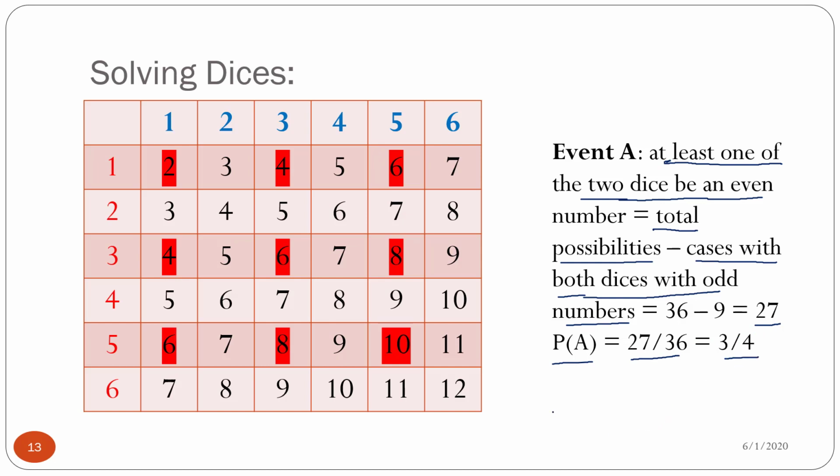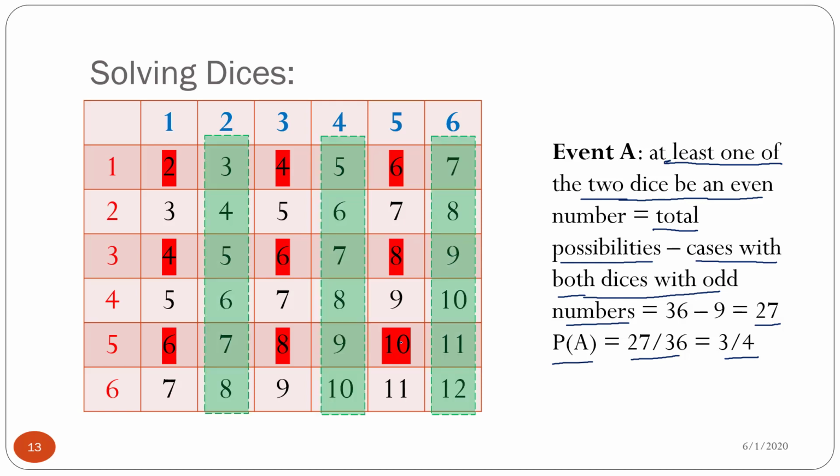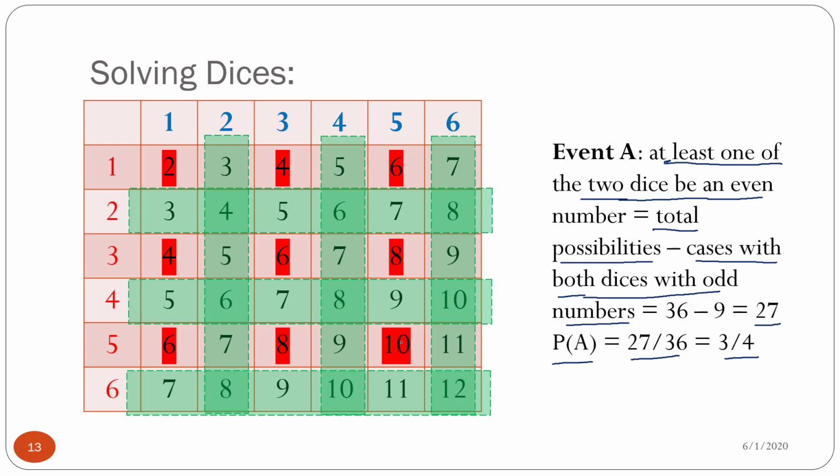Was a little difficult, but not too complicated, right? We figured it out with the help of this trick. Let's move on. With this animation I'm showing you these are the favorable cases, and if you count these cells you'll get the same number, which is 27. Probability is 27 divided by 36, 3 by 4. Great.